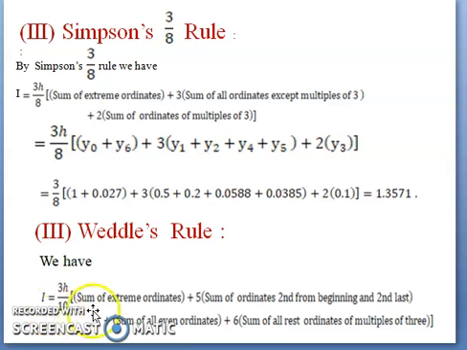Now the last one is Weddle's rule, and the formula of Weddle's rule is I equals 3h divided by 10 times the sum of extreme ordinates, y0 plus y6, plus 5 times the sum of the ordinates second from the beginning and second from the last, and the sum of all even ordinates, plus 6 times the sum of the rest of the ordinates at multiples of 3. So this is the formula of Weddle's rule.